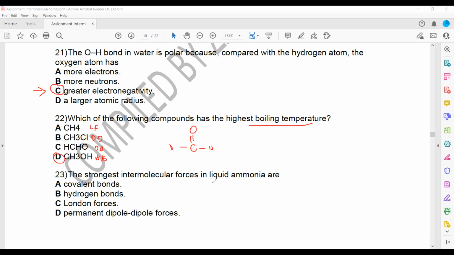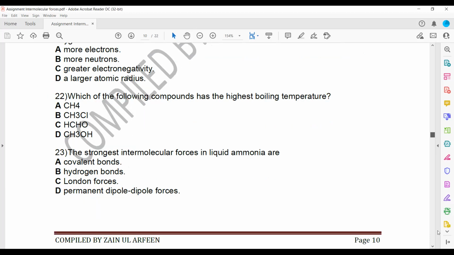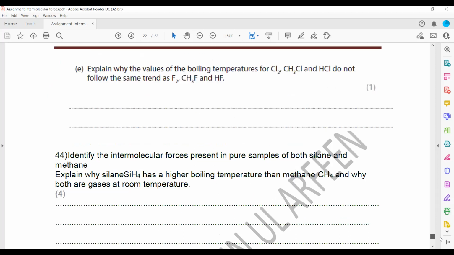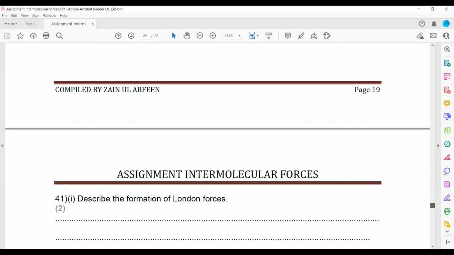Then, the strongest intermolecular force in ammonia is the hydrogen bond, because nitrogen forms a bond with hydrogen, so the molecules are linked together by hydrogen bonds. So this was an exercise related to intermolecular forces. There are many similar questions.